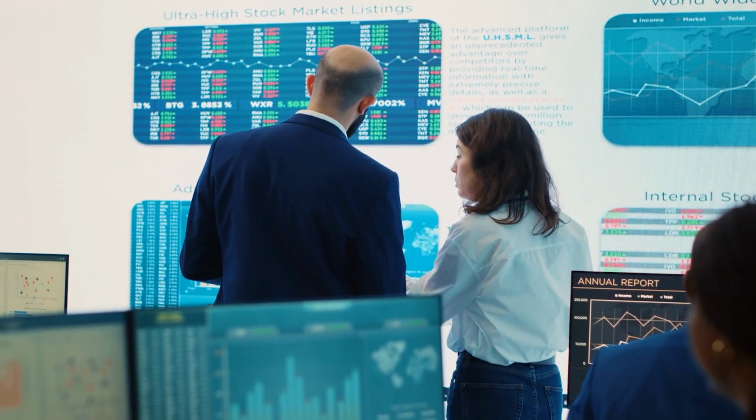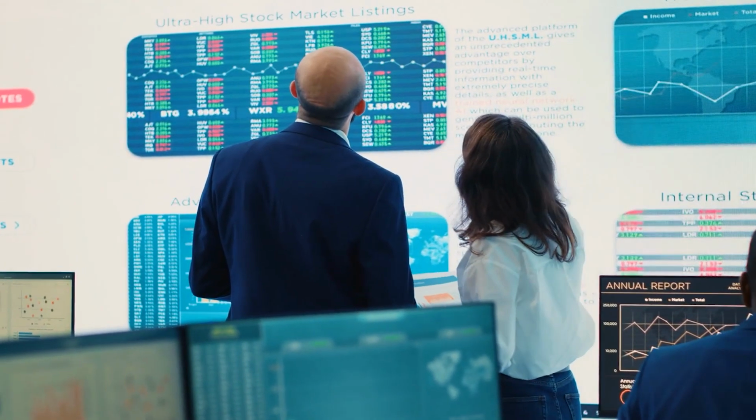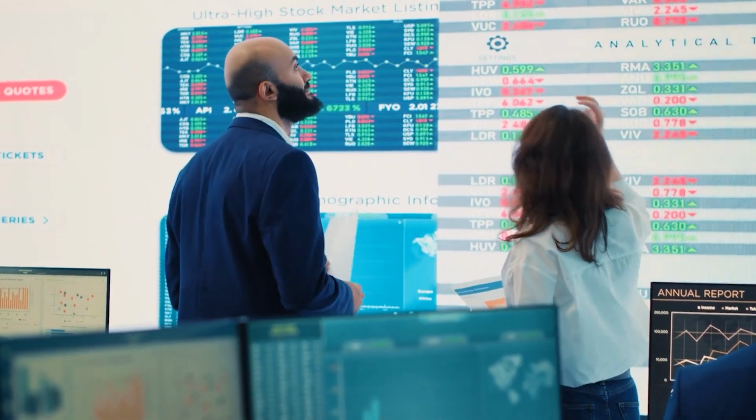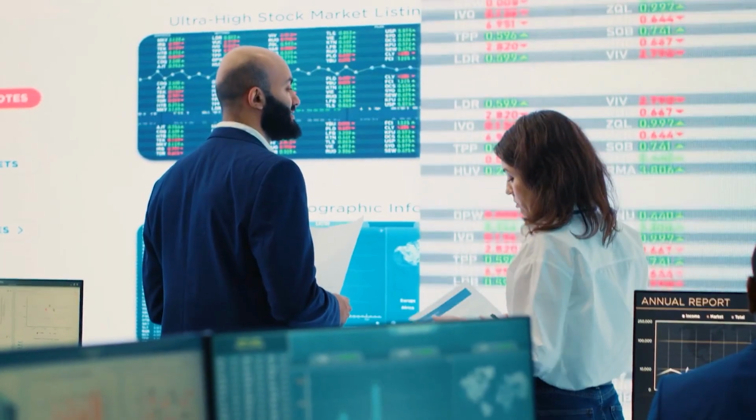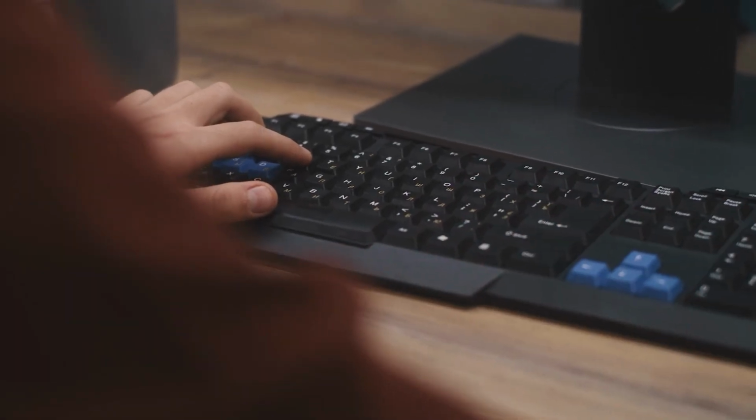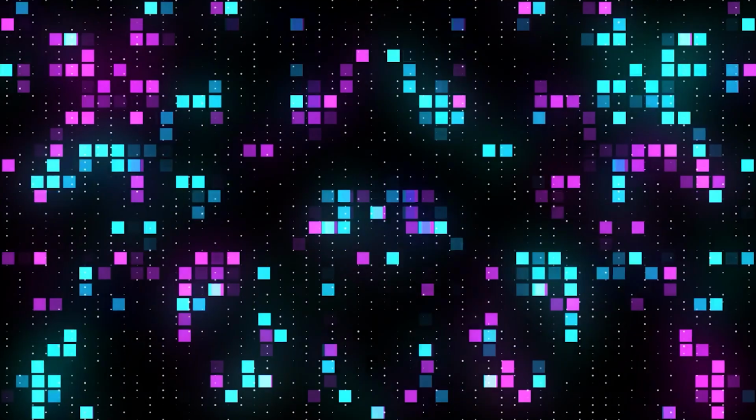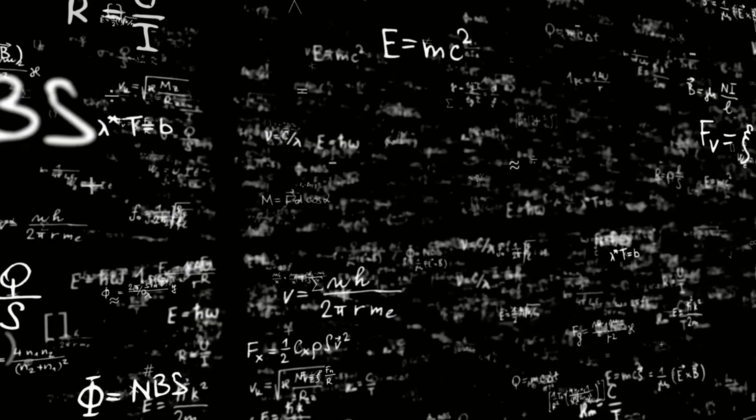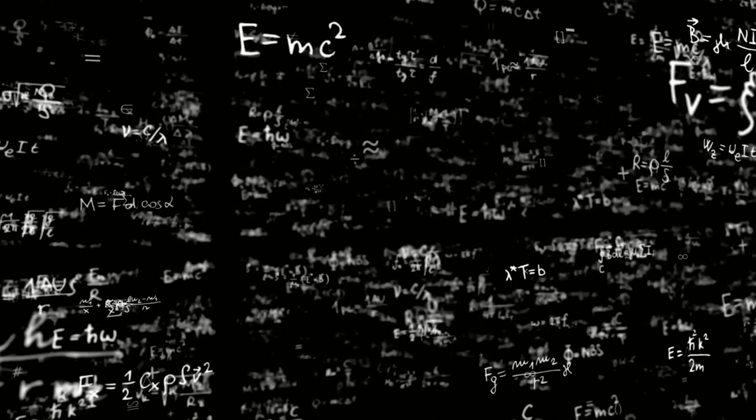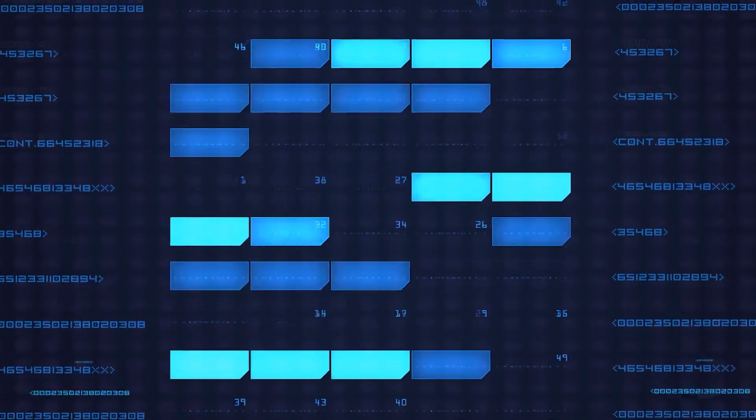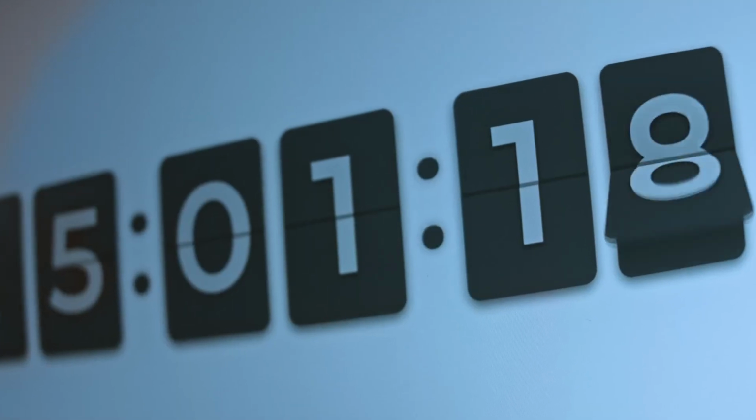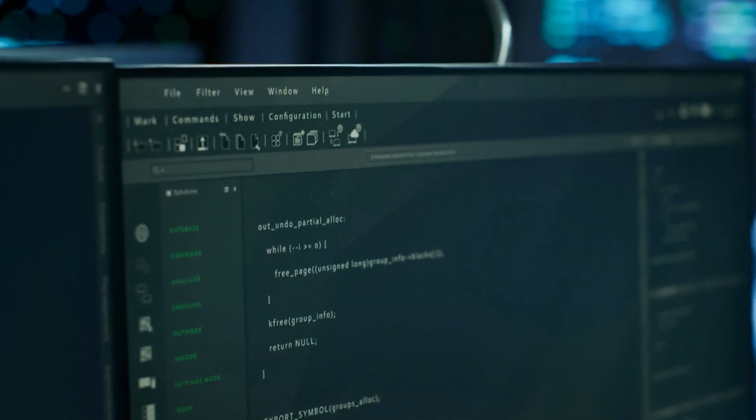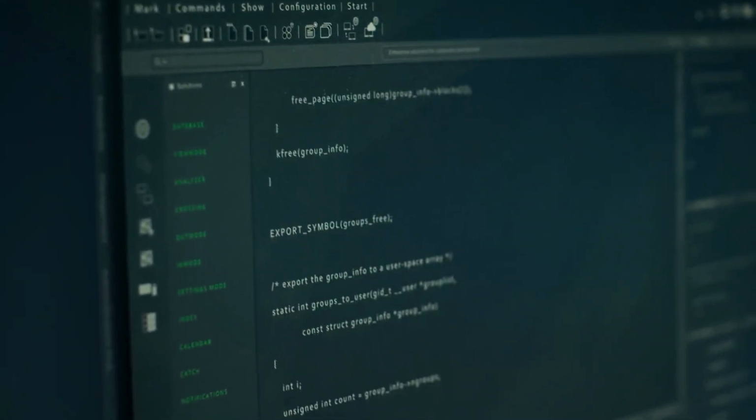A ZK rollup, an advanced execution layer, can process 10,000 complex trades off-chain. Instead of sending all 10,000 trades to the settlement layer for verification, a prover runs a heavy cryptographic algorithm to generate a validity proof. This proof is a tiny, fixed-size piece of data. The magic of a zero-knowledge proof is that it guarantees, with absolute mathematical certainty, that all 10,000 trades were executed correctly according to the rules of the smart contract. The settlement layer only has to verify this tiny proof, which takes a fraction of a millisecond.